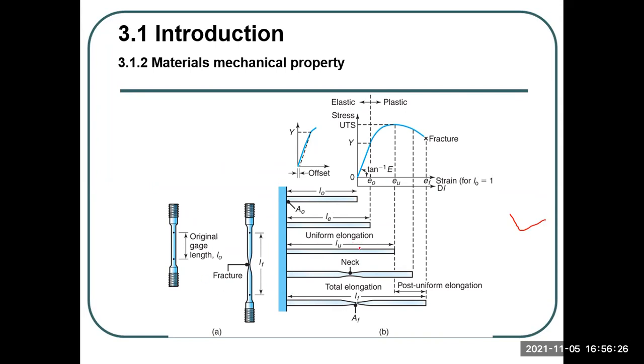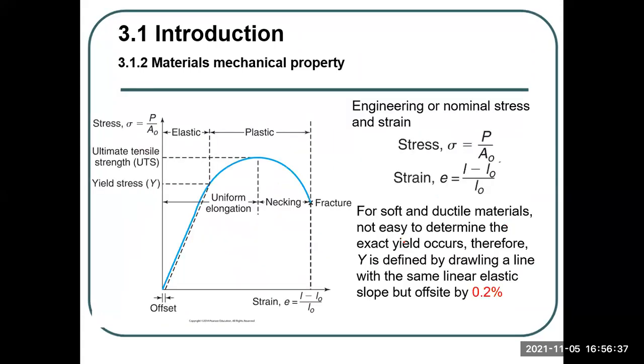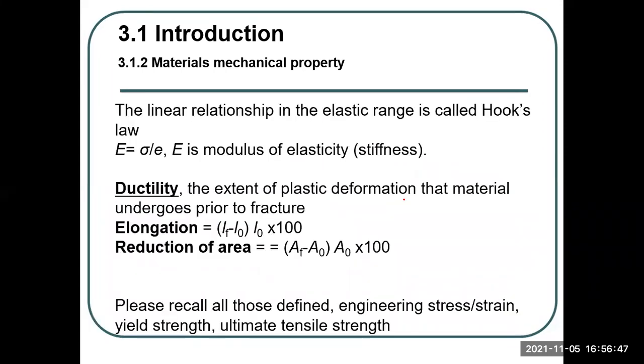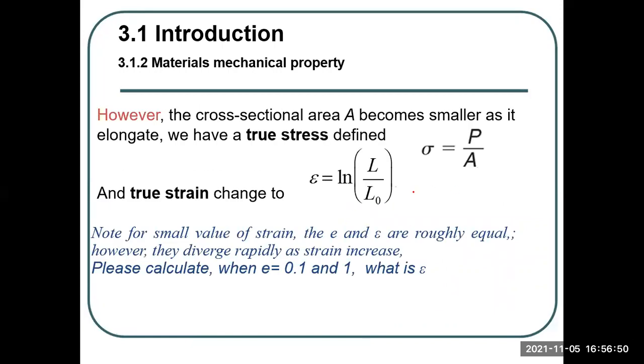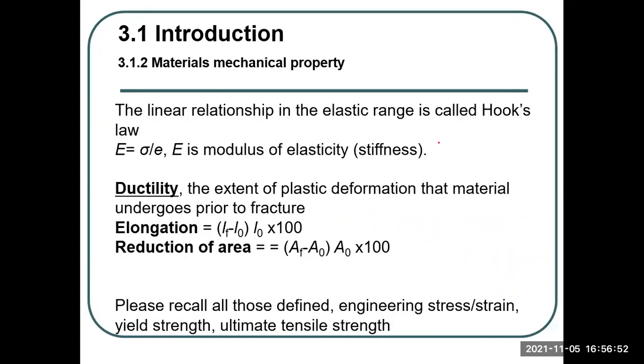So this is what we call engineering strain and stress. Okay, so what does this curve mean? The UTS, this yield strength. So this is engineering strain, but just bear in mind, engineering strain is not the one we use in metals. In metals, most likely we will use true strain. Because this is so fundamental, please remember it. Hooke's law, and the E is the elasticity, stiffness, ductility, elongation, reduction of area.